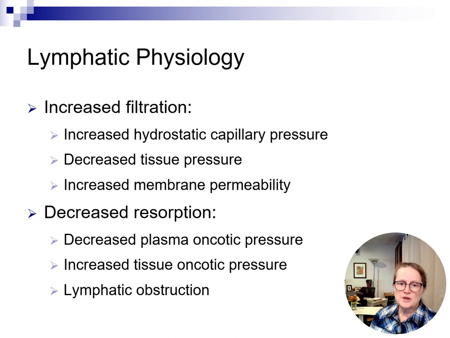Decreased resorption results from decreased plasma protein pressure, increased tissue protein pressure, or lymphatic obstruction. The most common cause of lymphatic obstruction is direct damage to lymphatic vessels or lymph nodes as a result of severe injury or the growth of a tumor.